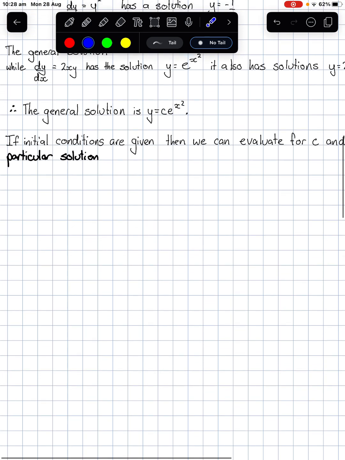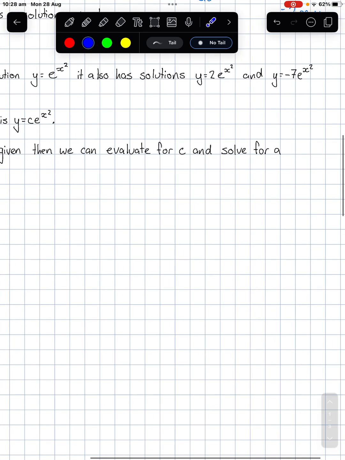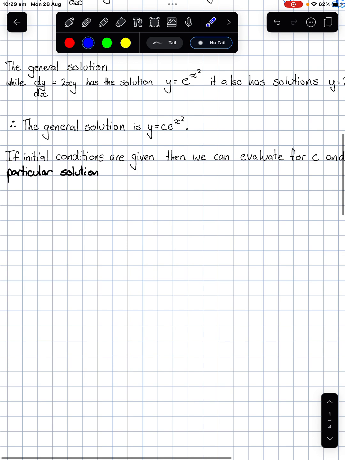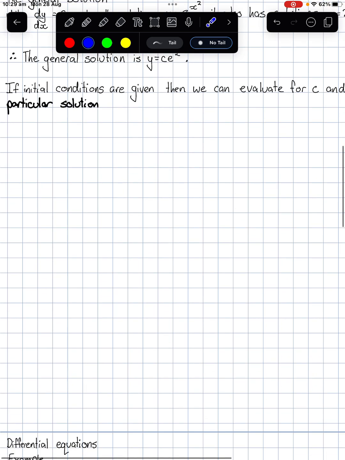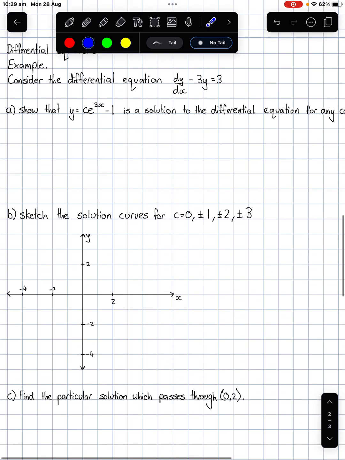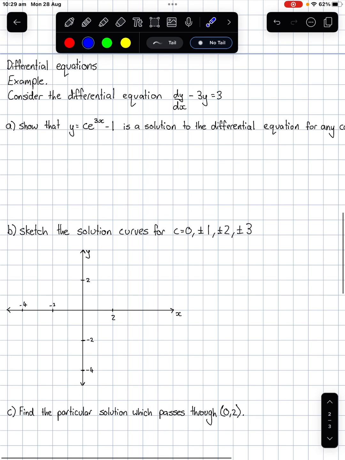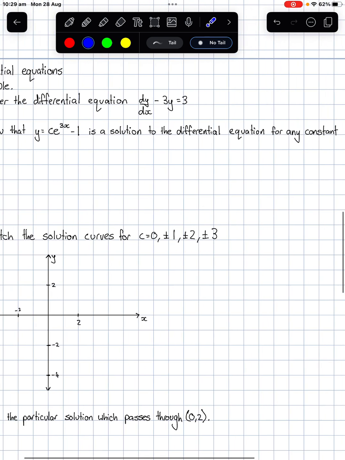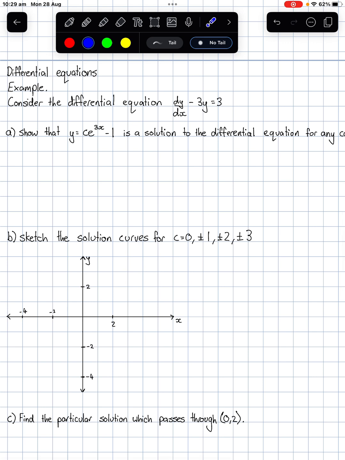All right, so almost finished the definition. If initial conditions are given, then we can evaluate for C and solve for a particular solution. We'll see that in our example question. So let's jump down to our example question now. Consider the differential equation dy/dx minus 3y equals 3. Show that y equals Ce to the power of 3x minus 1 is a solution for the differential equation for any constant C.